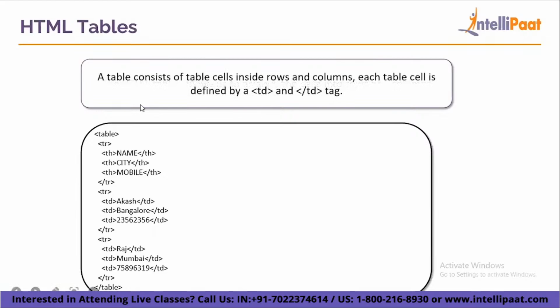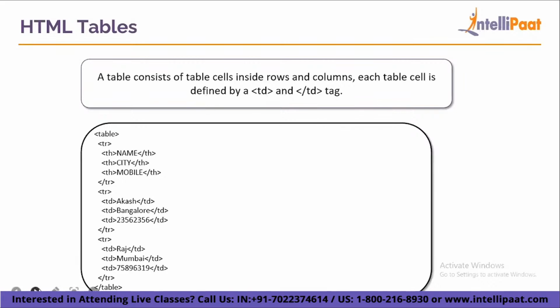And next they say a table consists of cells inside rows and columns, and each table cell is defined by TD. So if you want to insert some data into your row, which specific tag do you have to use? You have to use the TD, because TD is nothing but table data. If you want to enter any data to your table, first you have to go with the TD tag and then enter the data.